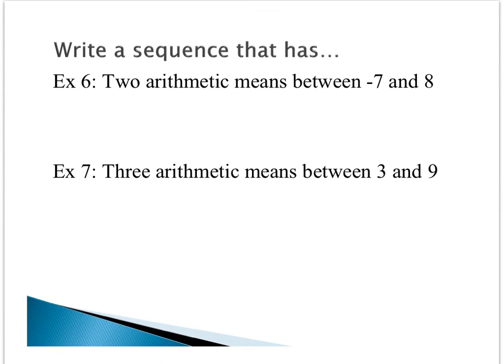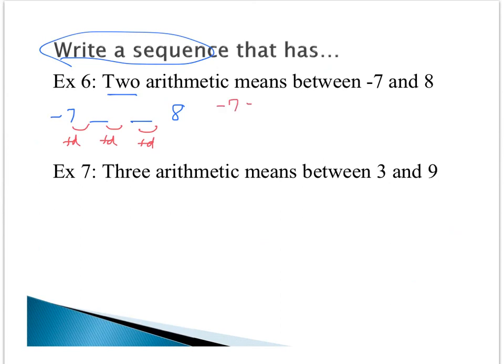Alright, we're going to finish up our lesson today by solving for the missing terms. So our directions say to write a sequence. What we want you to do is basically fill in the missing blanks. So there are 2 arithmetic means between -7 and 8. That means we have -7, blank, blank, and then 8. And we just talked about how we had to add our d 3 times for 2 missing blanks.